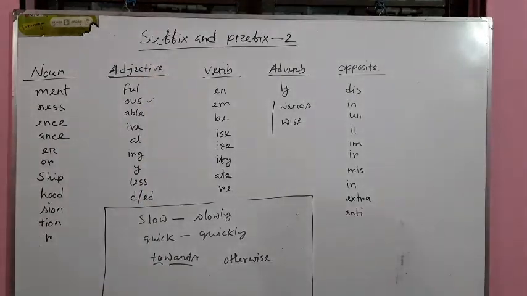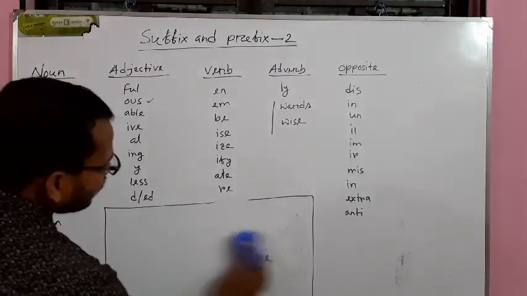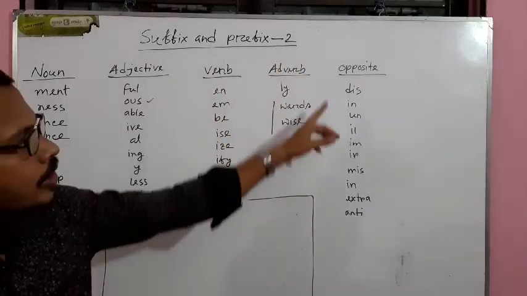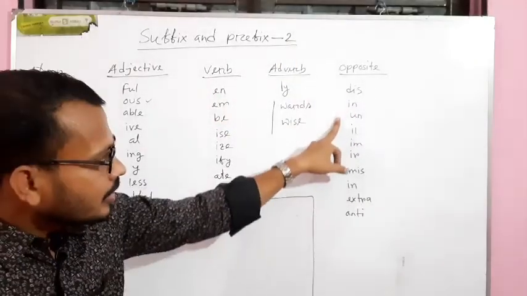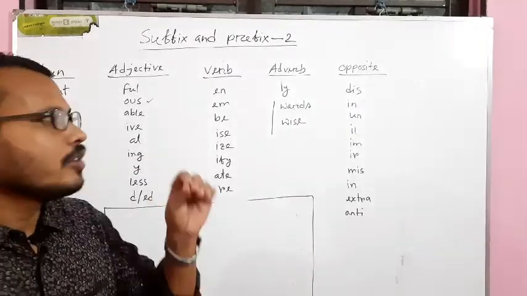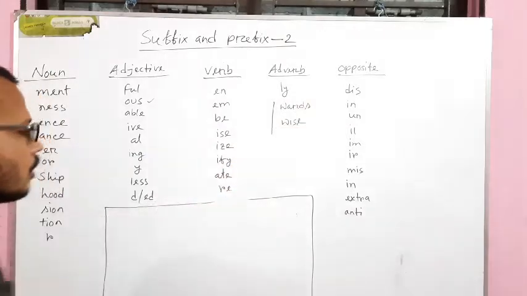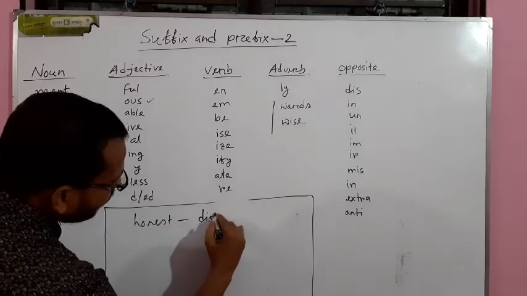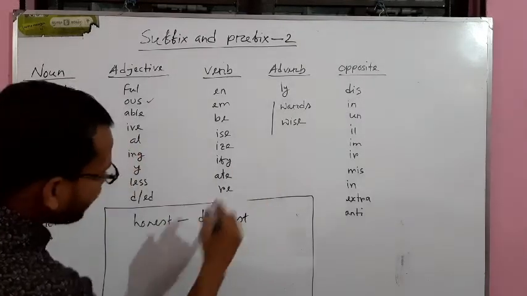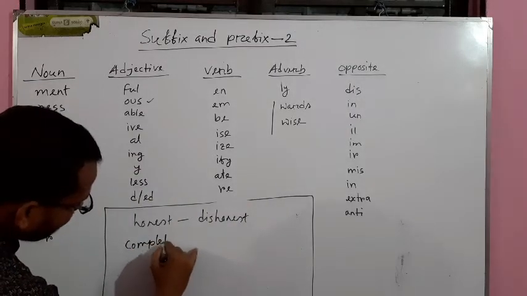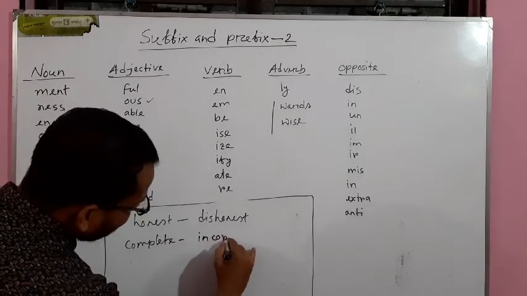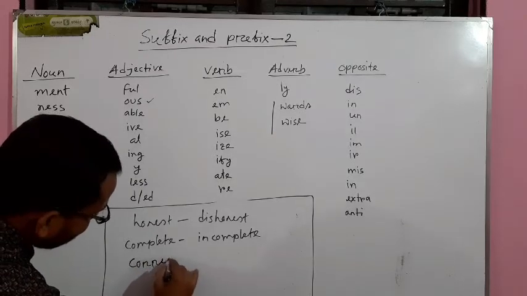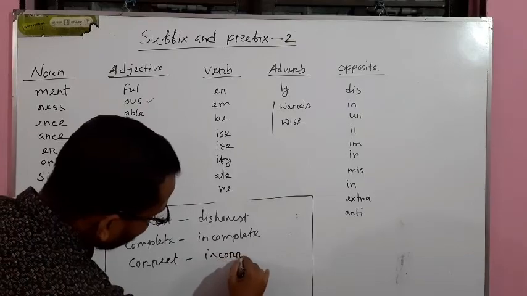Now come to the opposite part. That means by using some suffixes and prefixes, we can change any word into its opposite form. There are so many opposite suffixes and prefixes. You can use these to make any word into its opposite form. For example, honest, from honest to dishonest. In, if I say complete, from complete to incomplete, or from correct to incorrect.